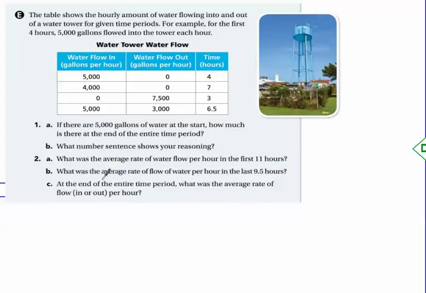For B, it says what is the average rate in the last 9.5 hours. I'm going to do the exact same thing that I did on the first one. This time though, for the first 3 hours, we are going out. We are a negative number. Then, for the next 6.5 hours, I want to find the difference between these two. Over each hour, 2,000 gallons is coming in. 5,000 in, 3,000 out, which means a total net of 2,000 in.